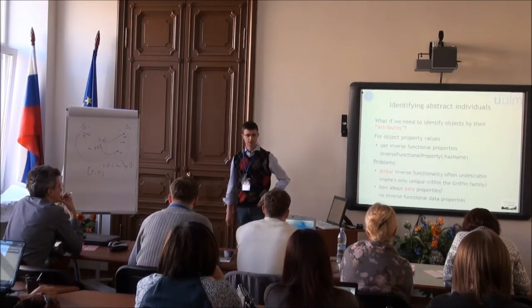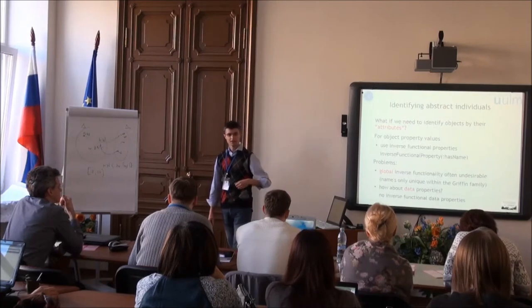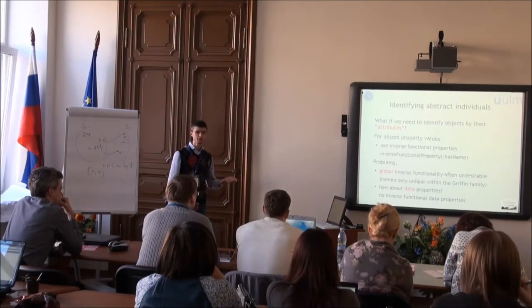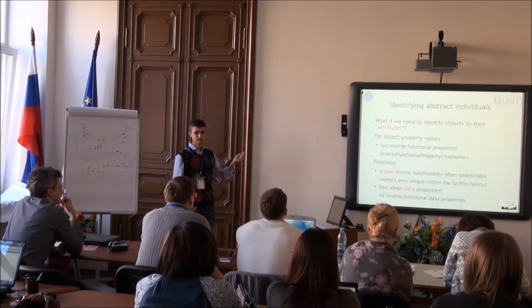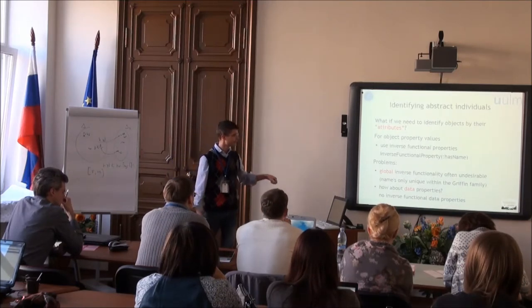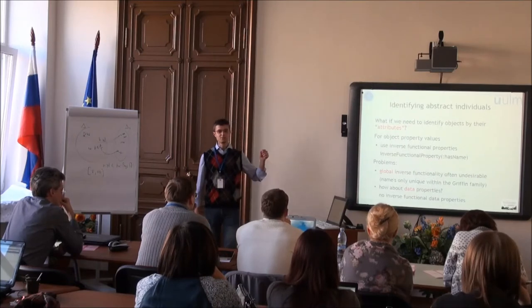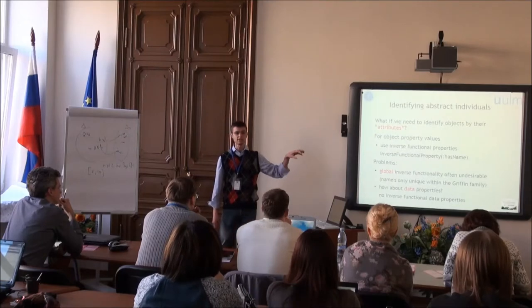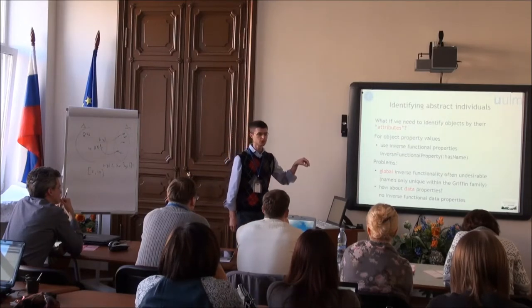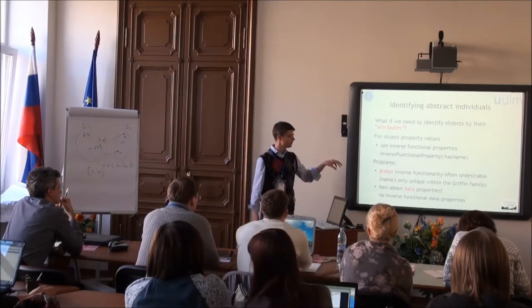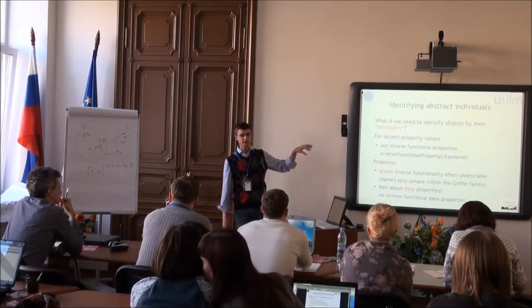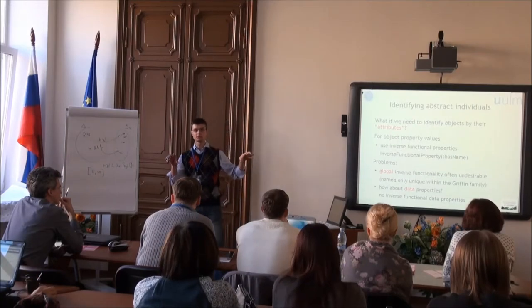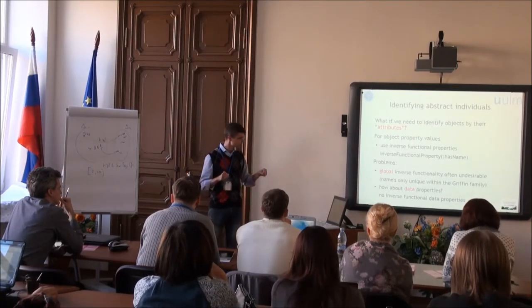The problem with this approach is that, first of all, global inverse functionality is too strong a notion. It's pretty clear that more than one person in the world can have the same name. So what if you just want to say that if you're in the Griffin family, then inside the Griffin family, the name is the key? There are no two members of the Griffin family with the same name.